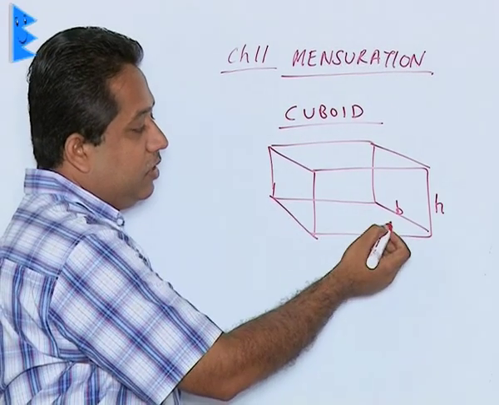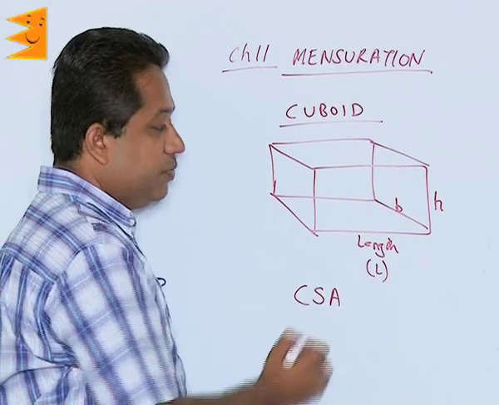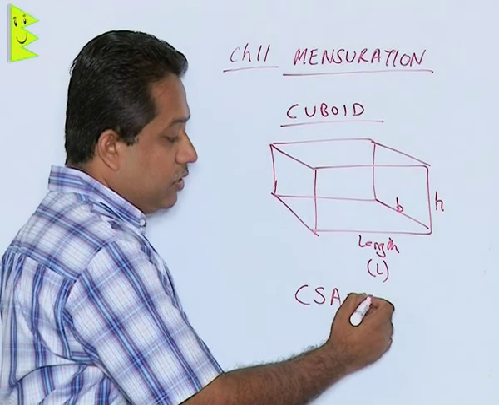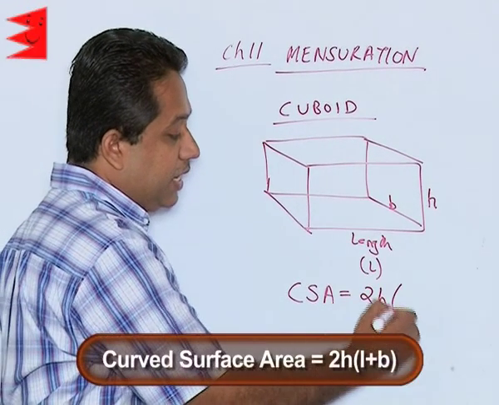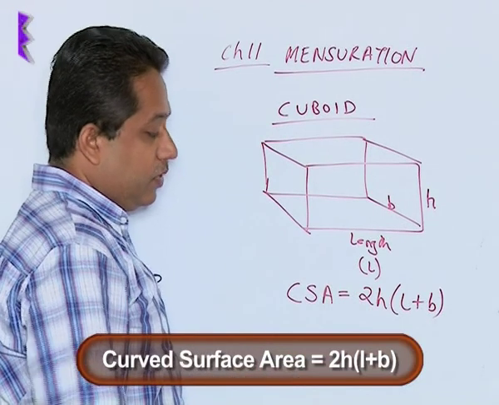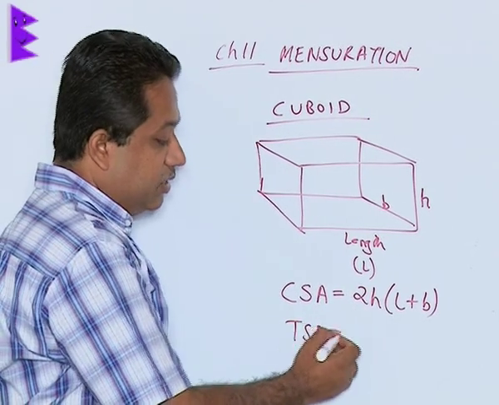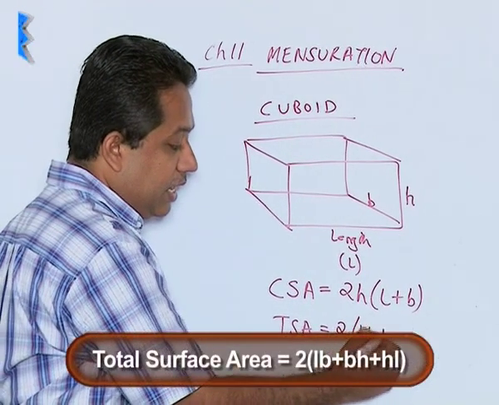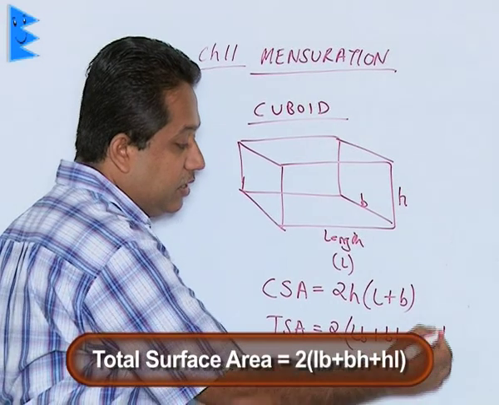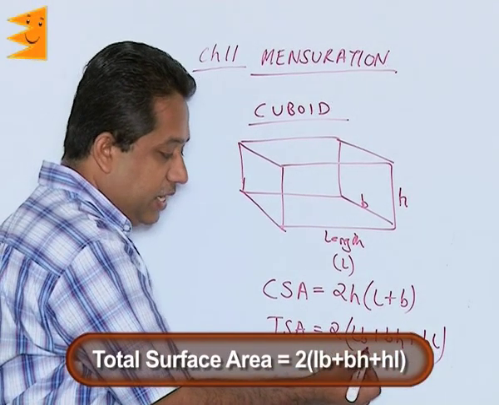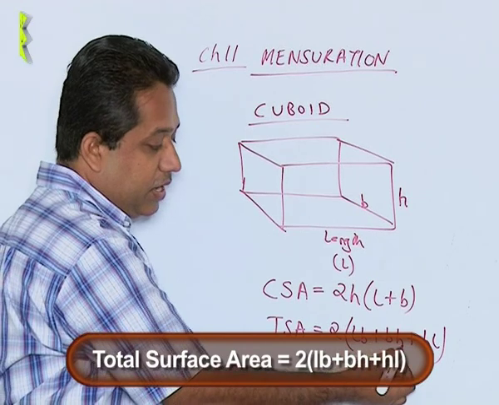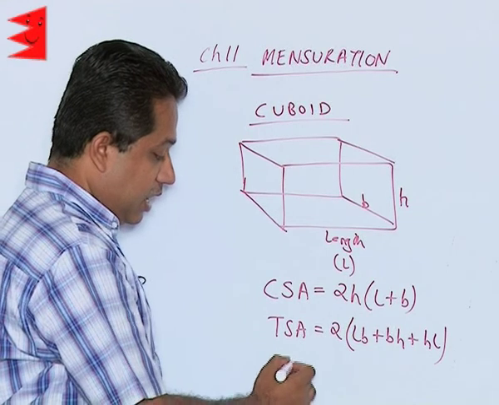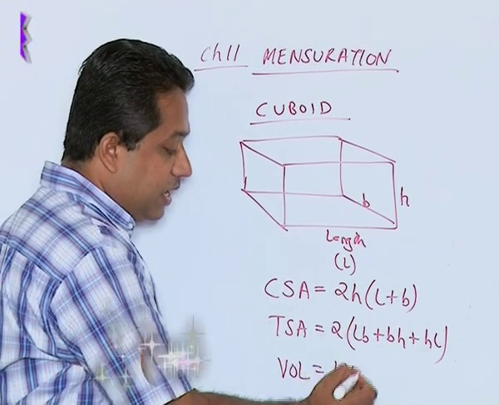Now, again, if I want to find the curved surface area, which means that the two ends are open, it is hollow, then we are going to use the formula 2H bracket L plus B. If I want to find the total surface area, that means all the sides are covered, then we will use the formula 2 bracket LB plus BH plus HL, which means LB means length multiplied by the breadth, length into breadth plus breadth into height plus height into length.